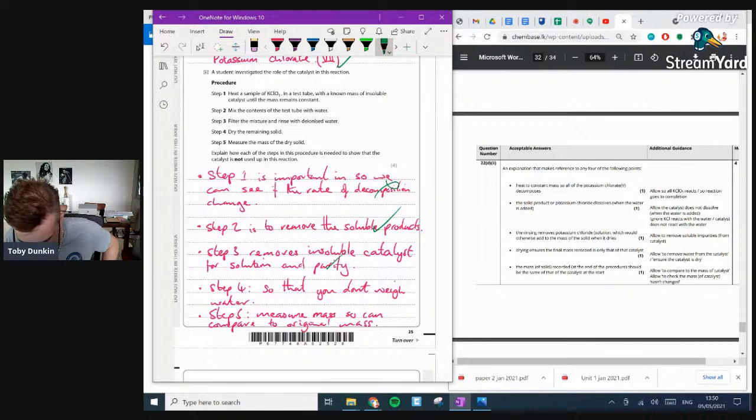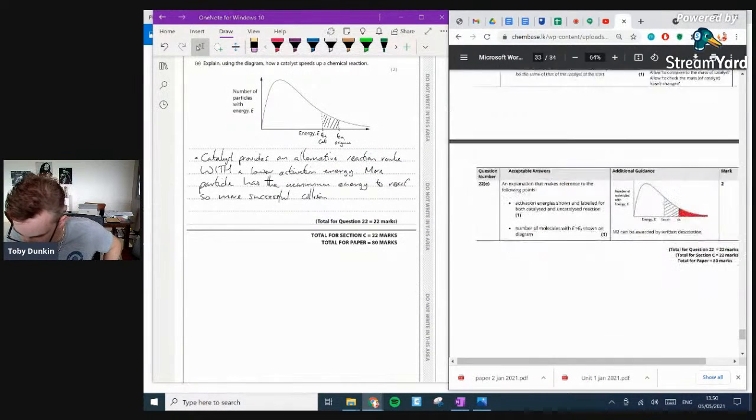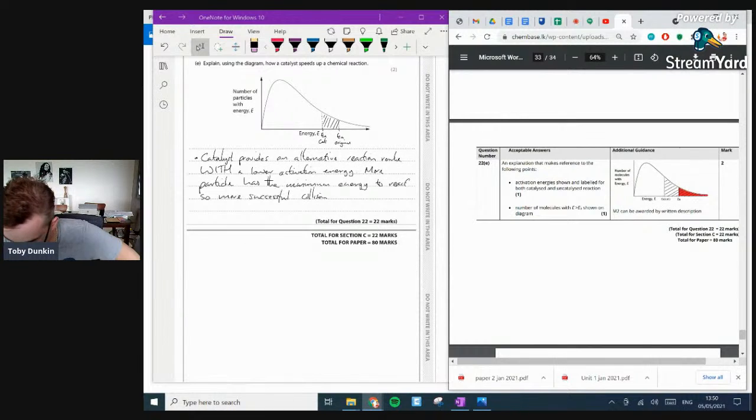Yeah, with distilled water. So you ensure the masses on the catalyst. Removes water from the catalyst. Measure the mass so you can compare with the original. Yeah. There we go. Activation only labeled number of molecules shown on diagram. Winner.